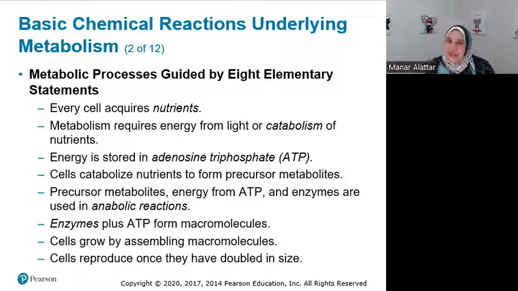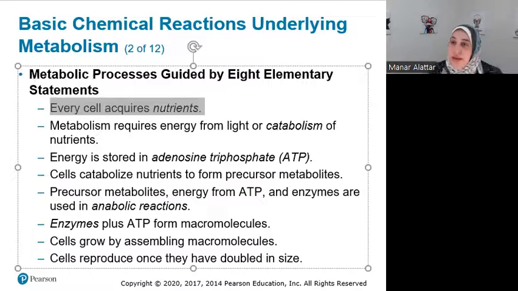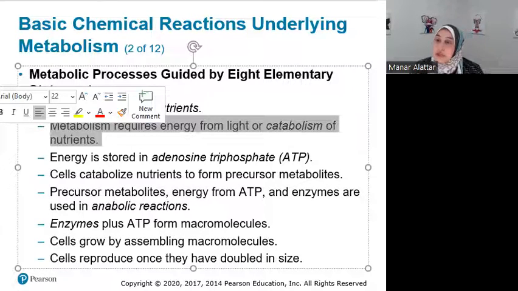And so the first is that every cell acquires nutrients. It must acquire nutrients. It has to have the components to actually build itself up. Along with those nutrients, you need some source of energy to actually be able to utilize those nutrients. Nutrients without energy really don't give you the capacity to do anything with those nutrients. So you need some sort of energy source.